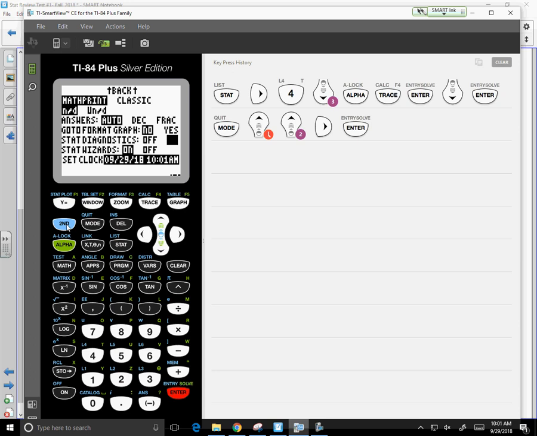Say it again. You have to hit the up arrow. You don't have this like with math print and stuff.